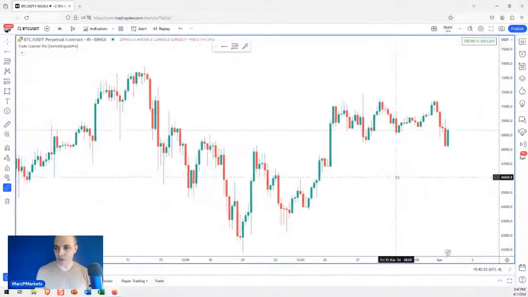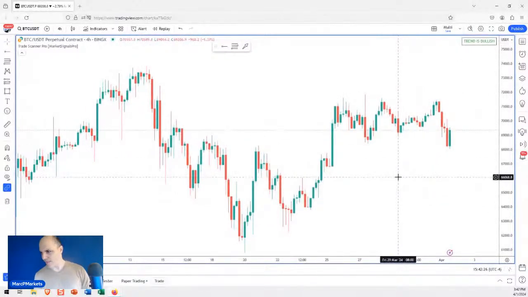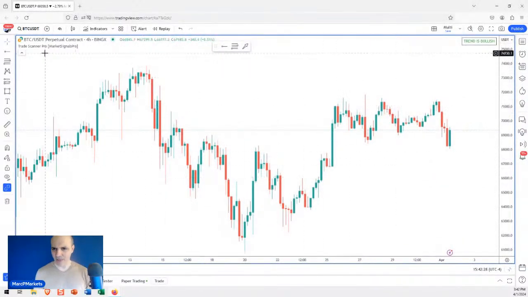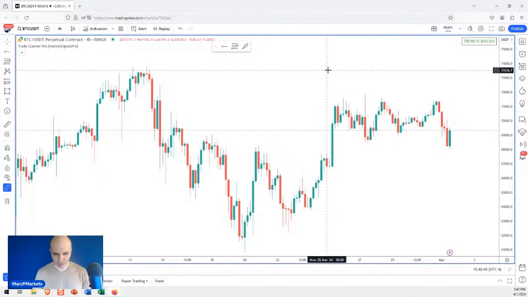All right. So if you notice here, on the left top corner of my chart, it says Trade Scanner Pro, Market Signals Pro. What is this? This is the Trade Scanner script that Steen has developed. He's still working on it. Actually, this is a work in progress. It's not available. Okay, so before everyone goes nuts, it's not available.